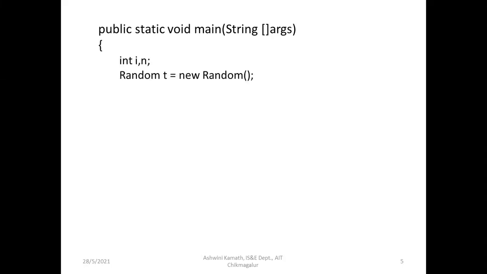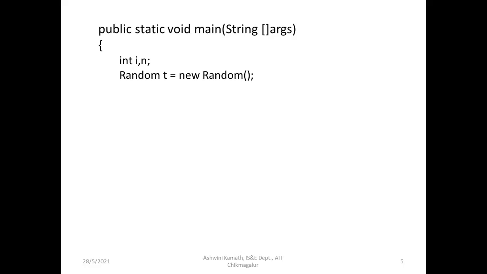Okay, then int i, n; Random t = new Random(). You can notice here we are using two variables, i and n. Then Random, R is a capital letter. I told you that in the java.util package we are using two classes. One is Scanner, another one is Random. Random is a built-in class. Random t = new Random(), so t is an object of type class Random. If you want to access any method inside the Random class, we have to use the object t.